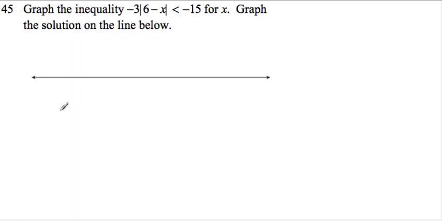Let us look at number 65. Here, first, try to simplify this one. I'm going to divide by -3. Then we end up getting |6 - x| less than 5. Now, since we have absolute value, whether we do 6 - x or x - 6, that would be exactly the same thing. So this would be modified into |x - 6| less than 5.